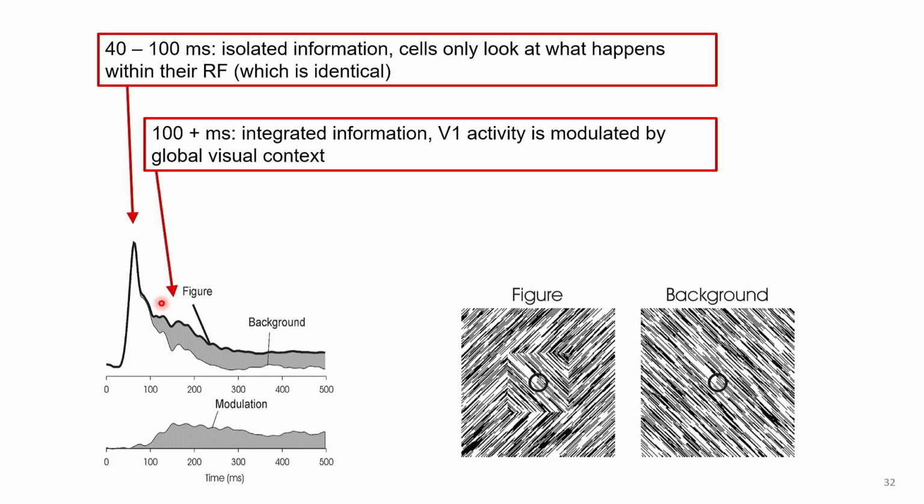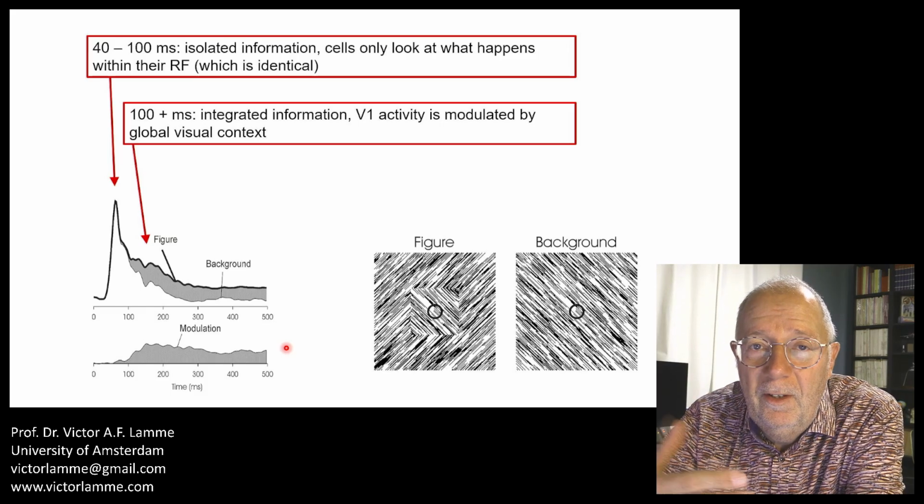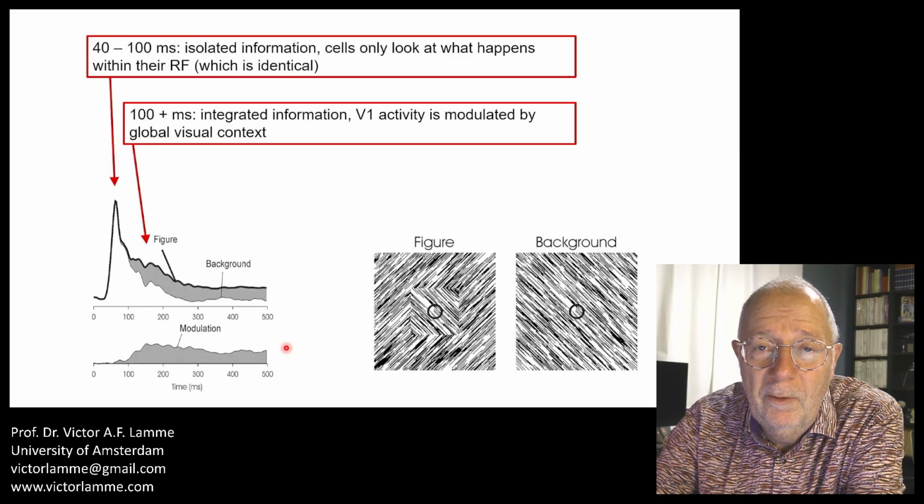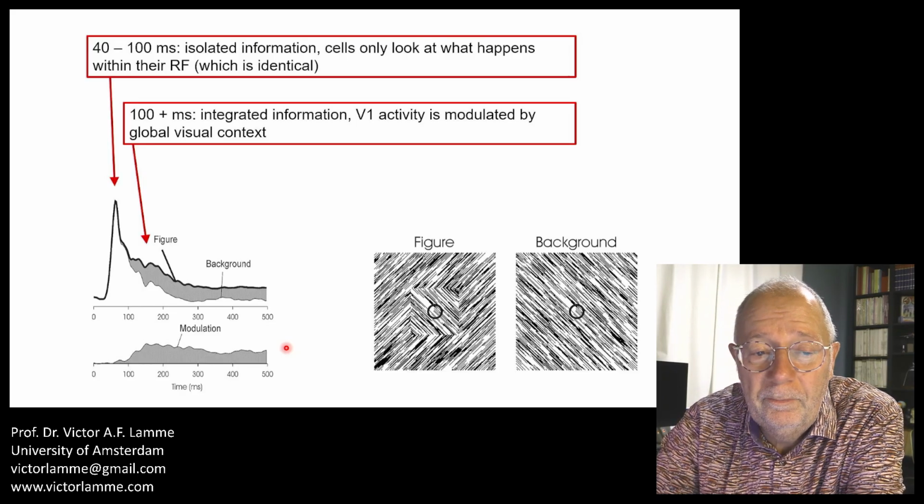But then after 100 milliseconds, you will see that there's a clear divergence of the activity of the cell, in the sense that in the situation where the figure is the context of these line segments, you get a much stronger response than when it's only background. And this is the difference between the two. And this is then what we call contextual modulation. Contextual modulation because the activity of the cell is modulated by the context, the perceptual context of the scene as a whole.